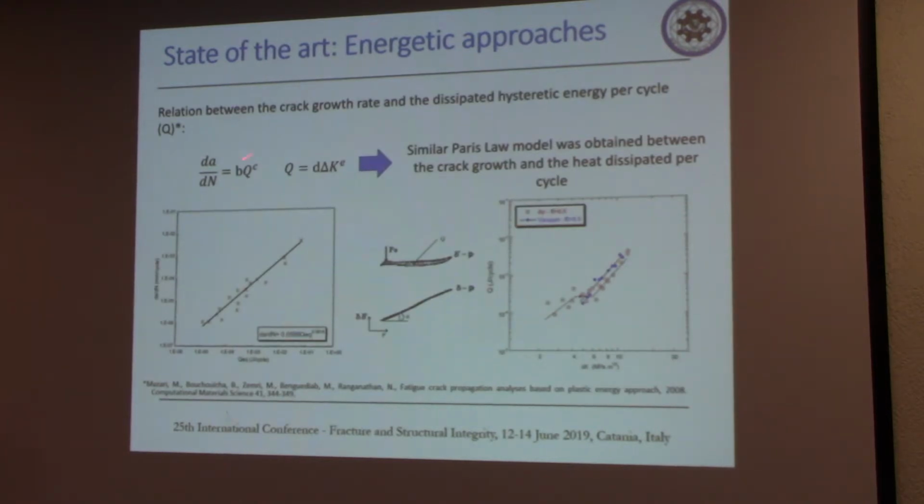Then experimentally, Mazzaro et al. found this relation between the crack growth and the energy dissipated per cycle. They measured the energy dissipated by means of experimental measurement of the hysteresis loop. And then they found a similar Paris law model between the crack growth and the energy dissipated per cycle, and the stress intensity factor.